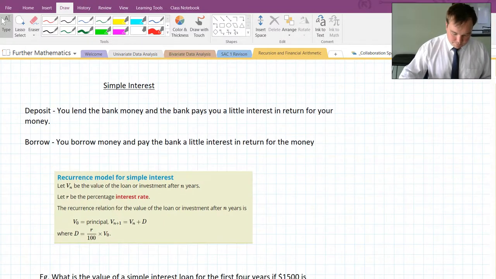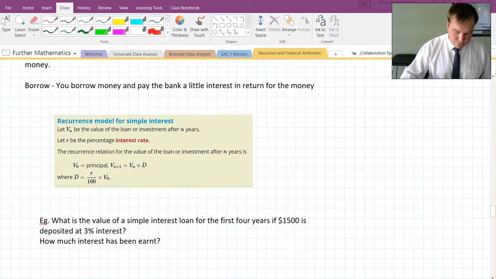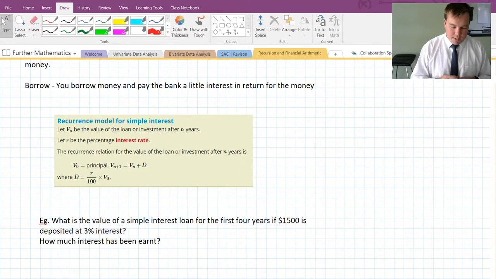Alright. Now, recurrence model for simple interest. We're going to do simple interest and then some depreciations. After we do each of them, can you just leave a gap underneath? In a later video, we'll come back and add into that gap.